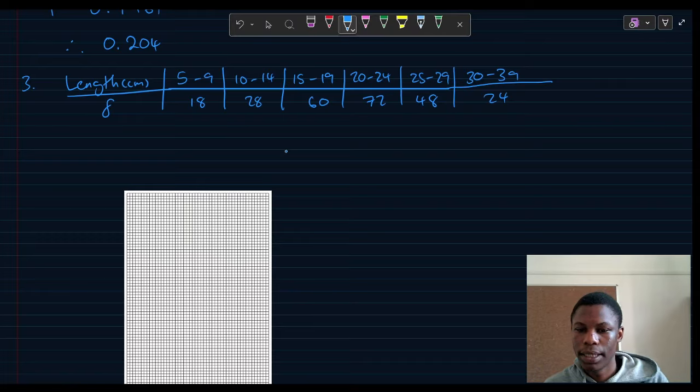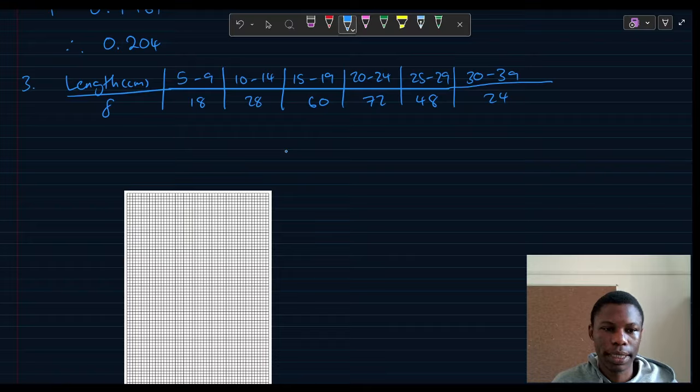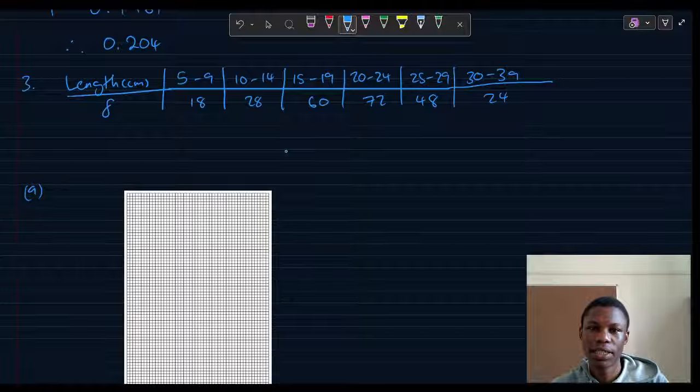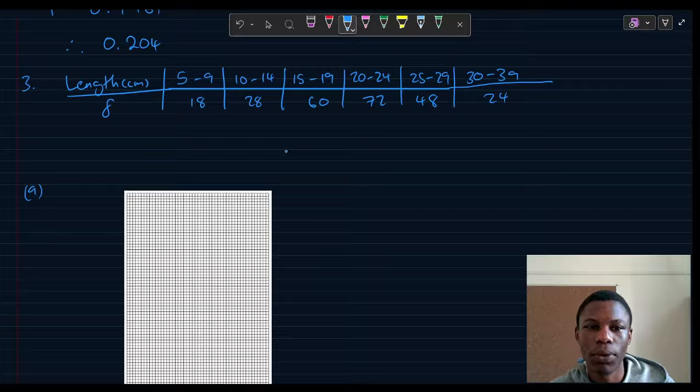Okay. And then we are told part A. On the grid below, draw a cumulative frequency graph to illustrate this information. 4 marks. Okay, the first thing that you should do when you get either a question on histograms or cumulative frequency graphs, and you notice that your table has gaps between the classes.